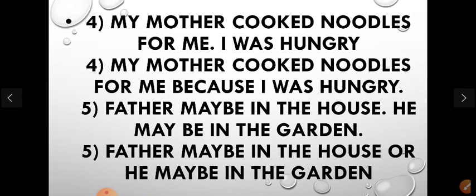My mother cooked noodles for me because I was hungry. Okay, now the fifth one. Father may be in the house, he may be in the garden. Here is again the choices. That means it is giving the alternative of another thing. So whenever we have the alternative, we use the conjunction or here. So the fifth is father may be in the house or he may be in the garden.